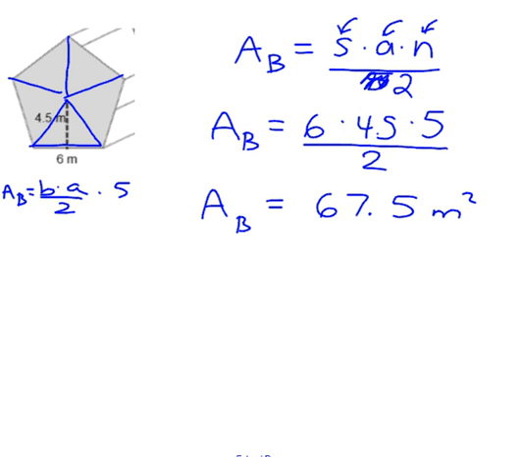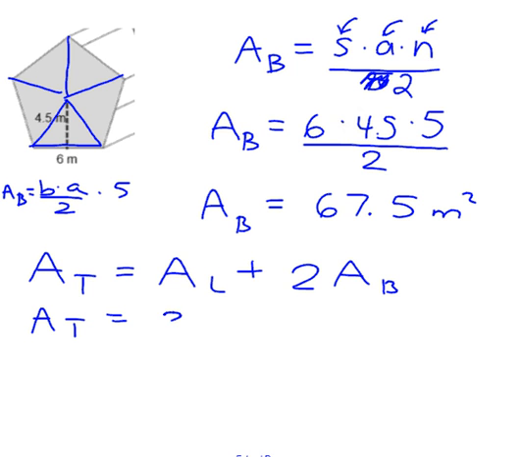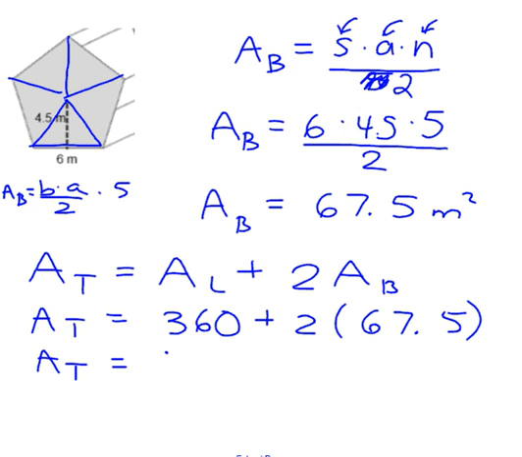So when it's time to find the total area, our total area was the lateral area plus 2 times the area of the base. Let's just plug in our numbers. The lateral area was 360 plus 2 times the area of our base, which was 67.5. When we put all of this together, we get 495. So the question is, what is the total area? Remember to answer the sentence.